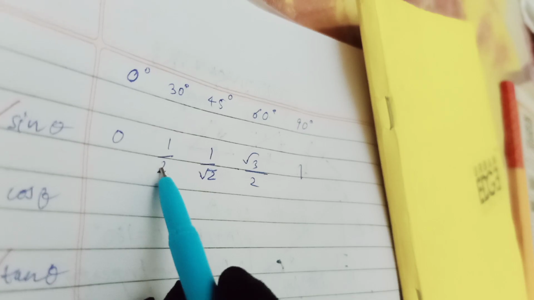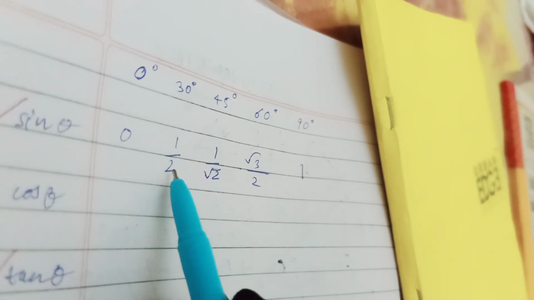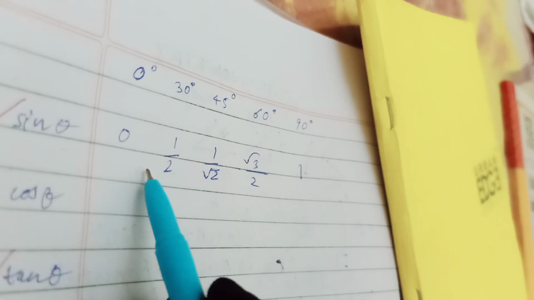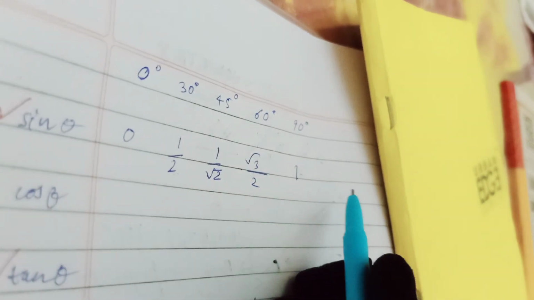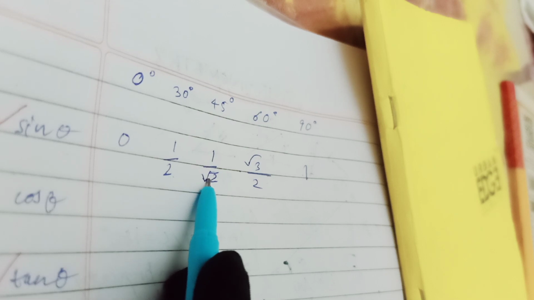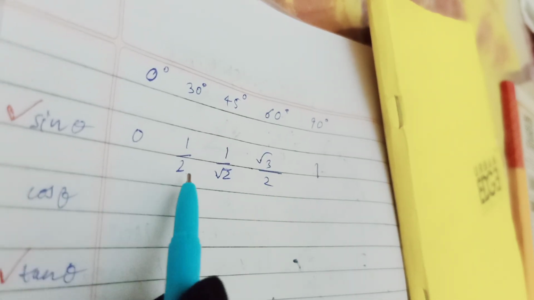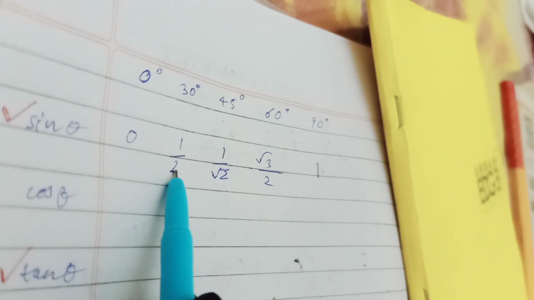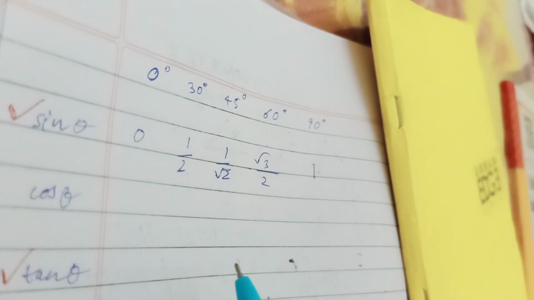See, halfway by we are here with half. After 0 comes 0.5. Then we have 1 by root 2, then root 3 by 2 and 1. See, 2, root 2 and 2 is there. Then all the values between 0 and 1 are coming. So it's very easy to remember. Repeat with me: 0, 1 by 2, 1 by root 2, root 3 by 2, 1. Now close your eyes and tell it yourself.